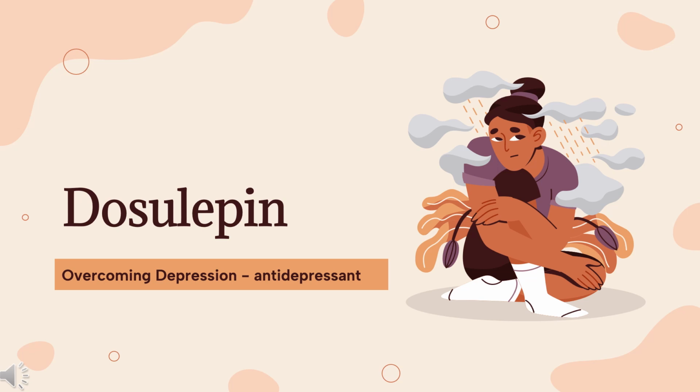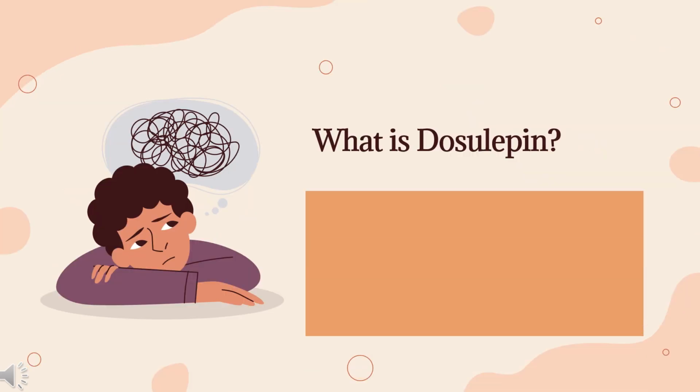Dosulepin is a tricyclic antidepressant commonly used only in patients for whom alternative therapies are ineffective due to its toxicity potential. In this video, let's find out: What is Dosulepin? What is Dosulepin used for? Contraindications. What are the side effects of taking Dosulepin? How does Dosulepin work? How to use Dosulepin?